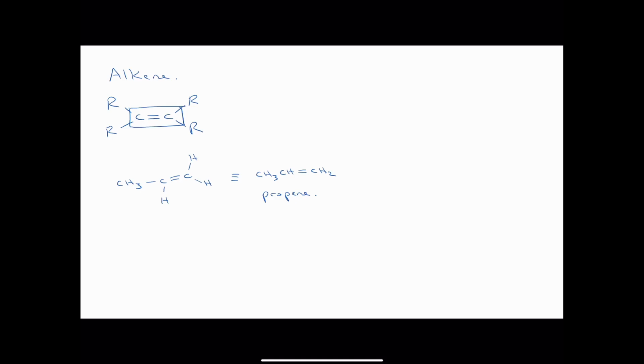The simplest possible alkene would be if I have my carbon-carbon double bond and if all of the R groups are hydrogens. This is the simplest possible alkene you could have, and this is called ethylene. And ethylene is partially responsible for the ripening of fruit.